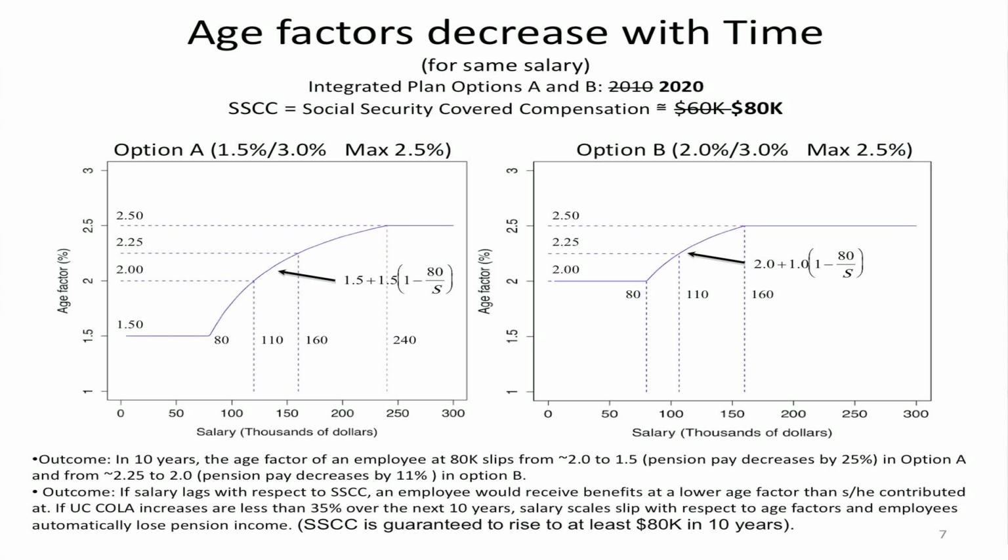So, in some way you can think of this curve as a roller coaster, and you will slide down this roller coaster towards the bottom if your salaries do not rise rapidly enough with respect to what is known as Social Security covered compensation. So, this slide says because the Social Security covered compensation will rise at least 35%, and we have data to back up that it will rise at least 35% in the next 10 years, then your pension incomes will slip. So, you may think that right now you have an age factor of 2.25, but 10 years down the road you may have an age factor of 2.00 when you retire from the university.